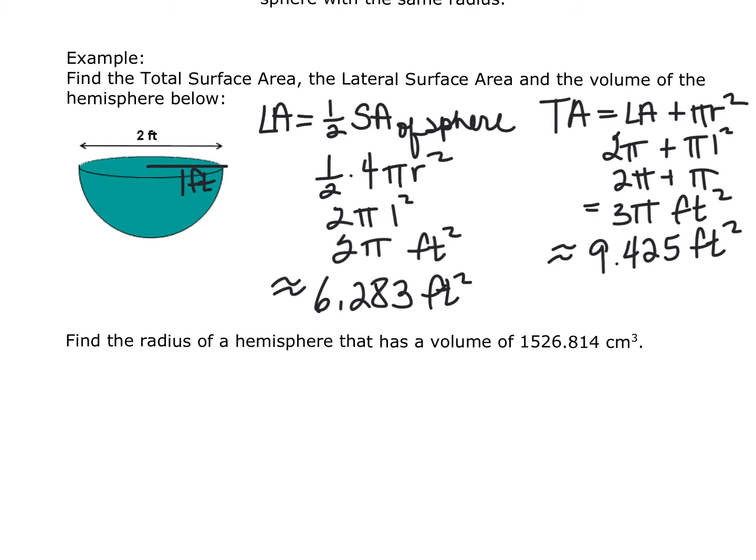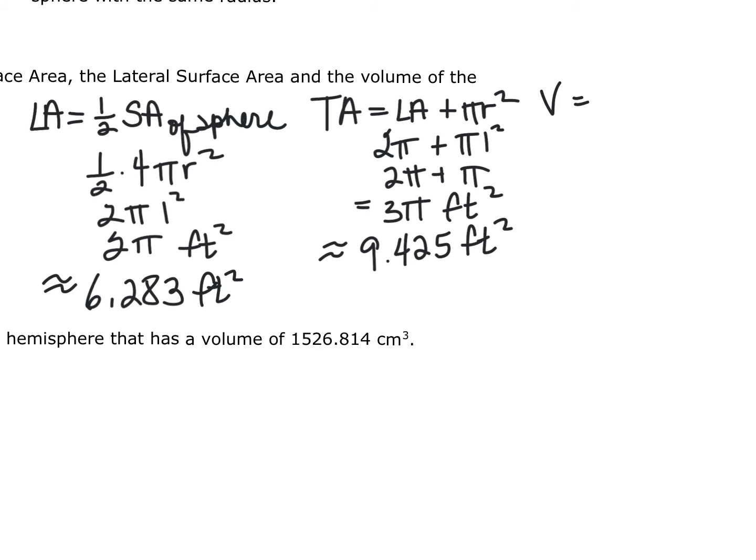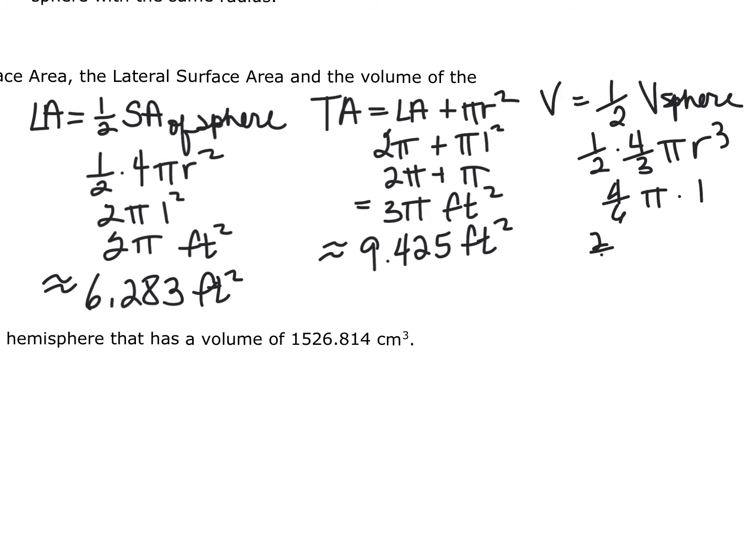Okay, now we're going to do the volume. So we're going to take half of the volume of the sphere. So 1/2 times 4/3 pi r cubed. Our r is 1, so we have 4/6 pi times 1, or 2/3 pi. And our feet are cubed. So when we figure out what our approximate answer is, we get 2.094 feet cubed.